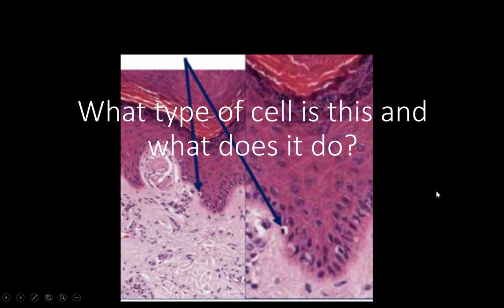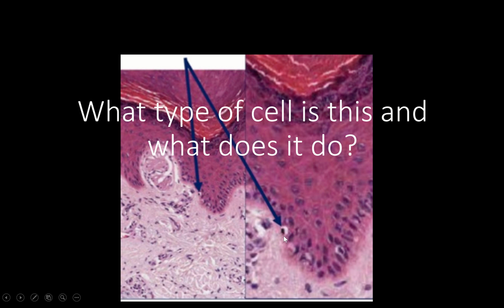Okay, what type of cell is this and what does it do? So we're in the skin again, right? This is our epidermis, this is our dermis, to get you oriented. There's a little Meissner's corpuscle, right? That's responsible for light touch. And then this cell right here is what it's talking about.